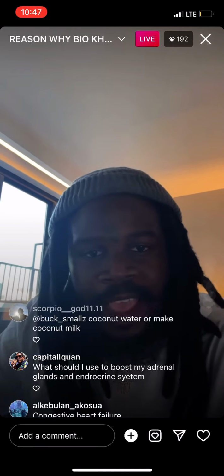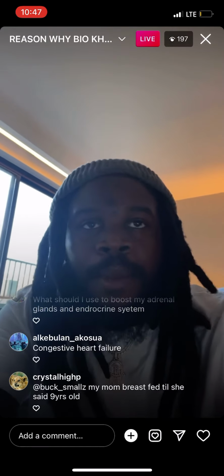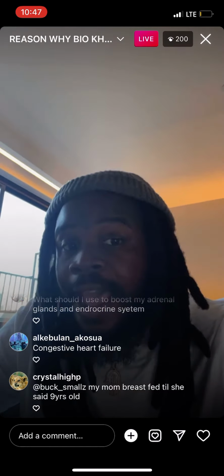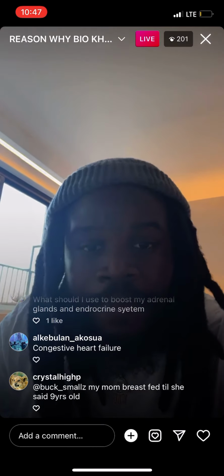You see what I'm saying? That's ionic, not cationic. Cationic, in biochemistry, means acidic. Anionic means it's base, or alkaline. And that's what sugar is.